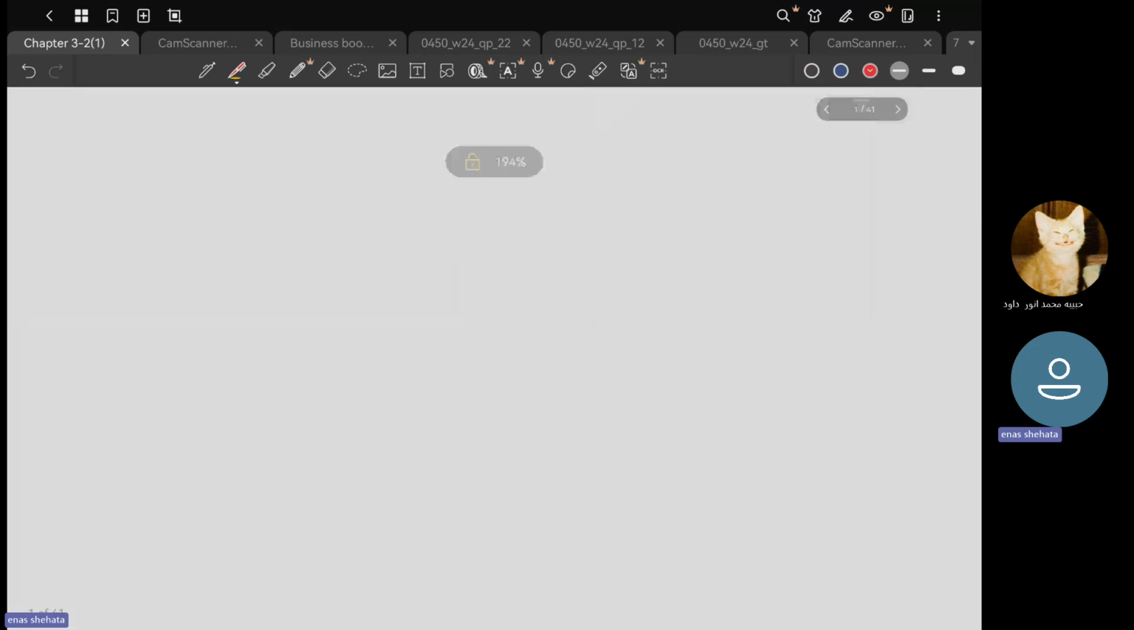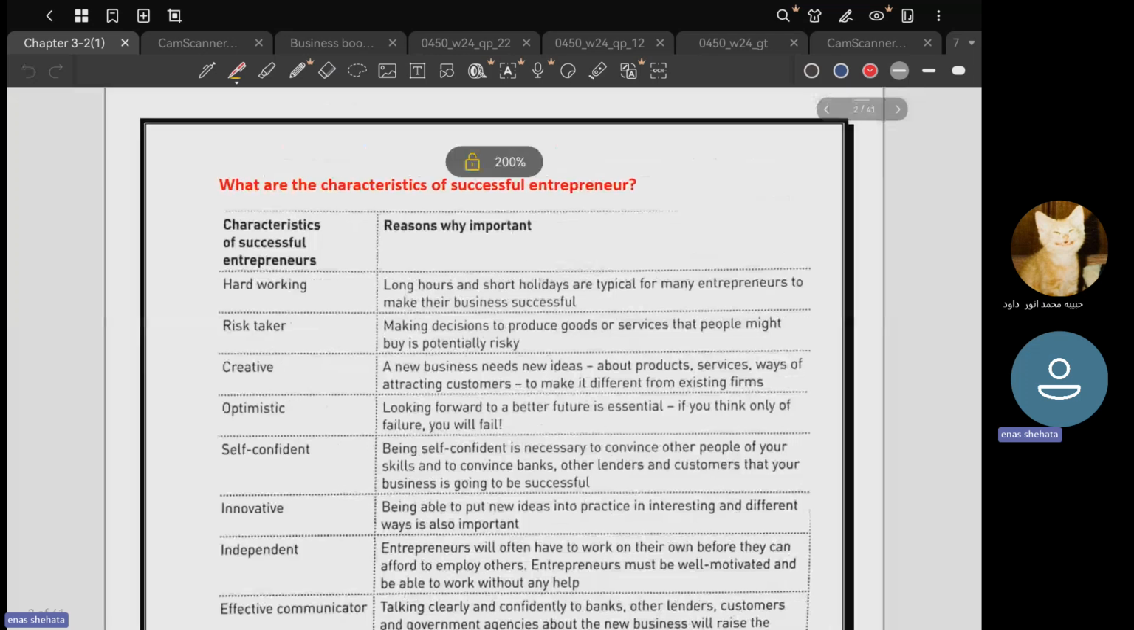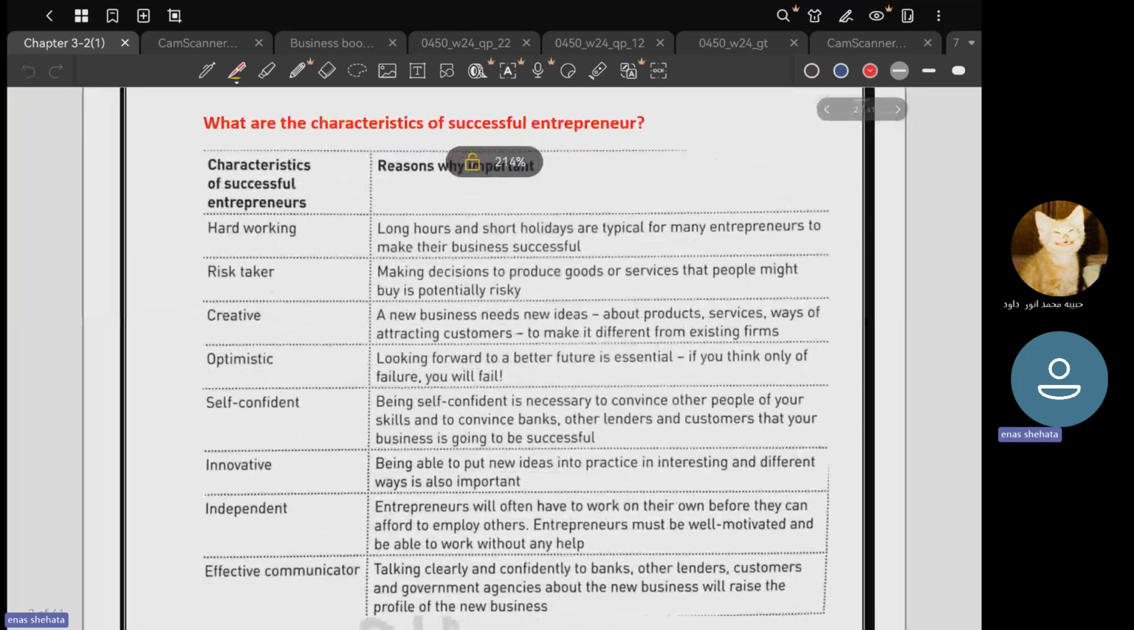Okay? Can anyone be an entrepreneur? No. In order to be a successful entrepreneur, you have to have specific characteristics. Not anyone can be a successful entrepreneur unless he has these characteristics in him. What's the first one? To be hardworking. You have to be a hard worker.